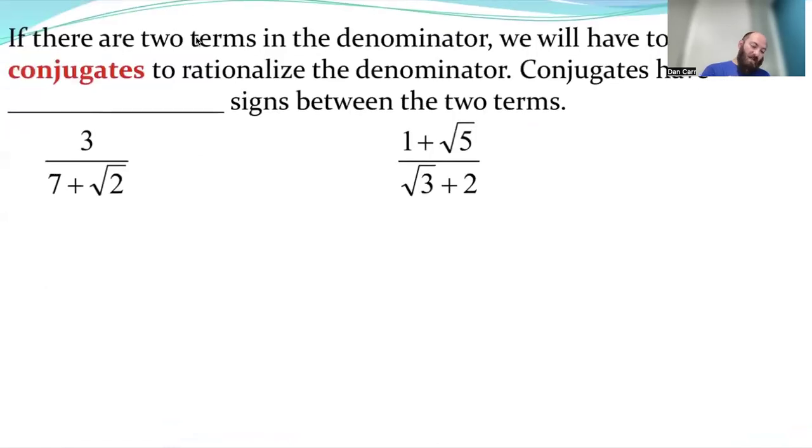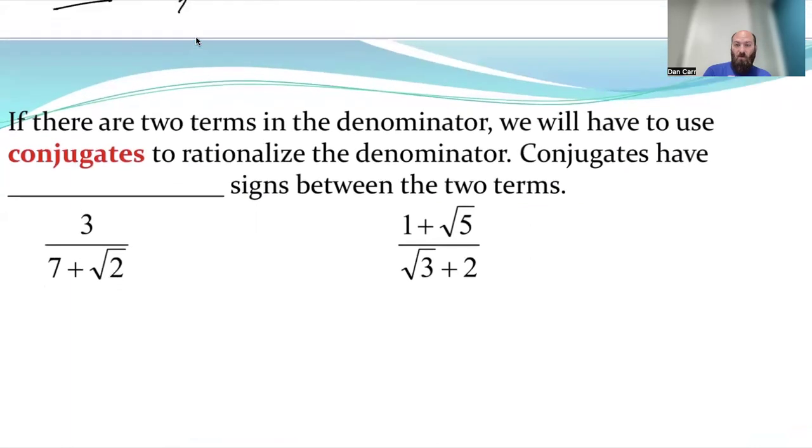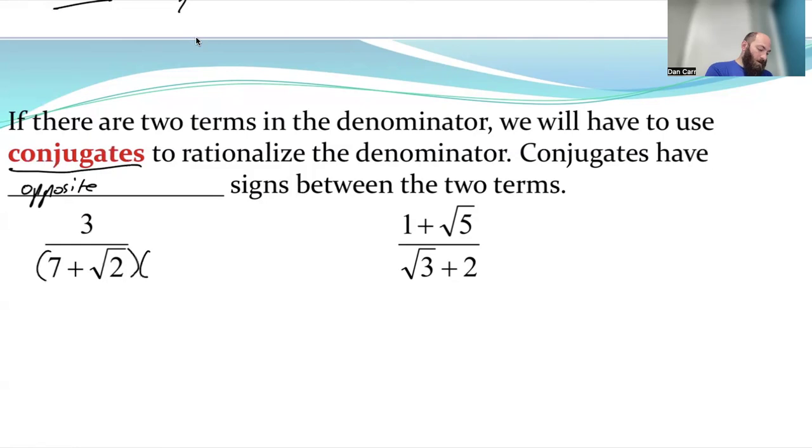All right, last idea today. Yeah, last idea we'll do, two more, I guess. If there are two terms in the denominator, we will have to use what's called conjugates to rationalize the denominator. Conjugates have opposite signs between the two terms. So for example here, 7 plus root 2, my conjugate is 7 minus root 2.